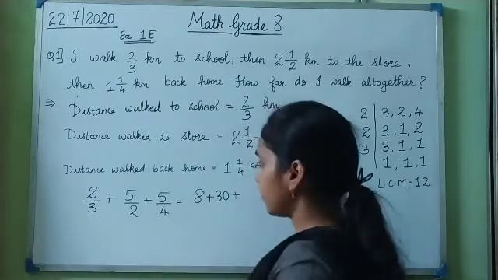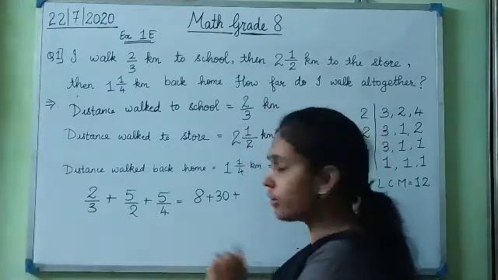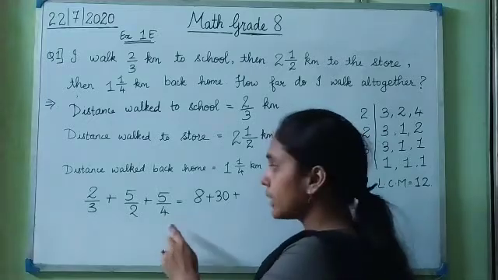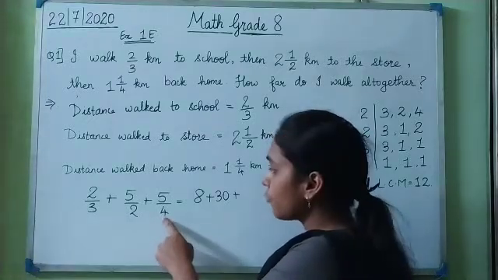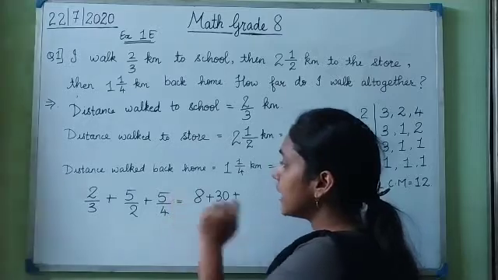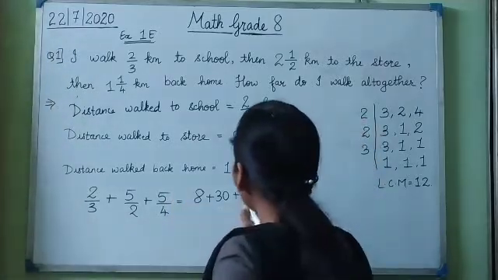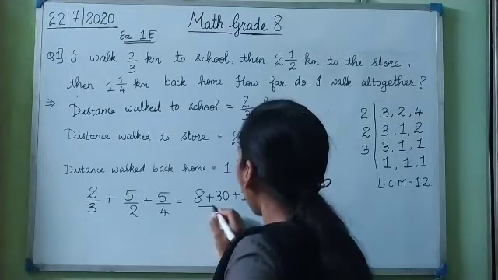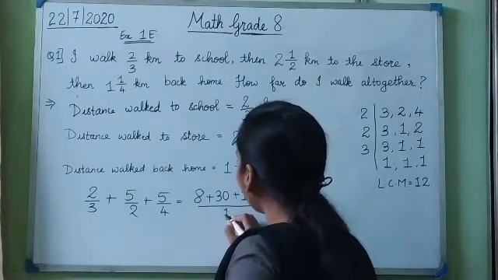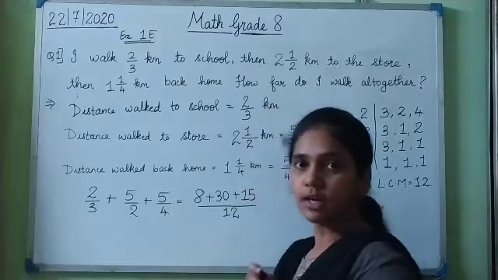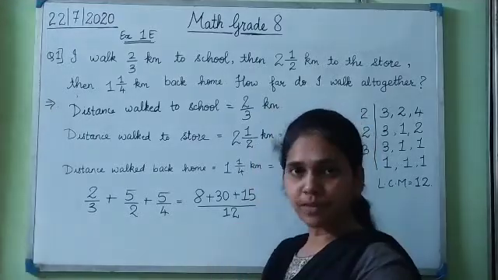Now the third denominator is 4. To make it 12, I will have to multiply it by 3. So this becomes 4 into 3, 12. Similarly, I multiply 5 by 3. So 5 into 3 becomes 15. And I write a common denominator for all the three fractions, which is 12, because 12 is our LCM.